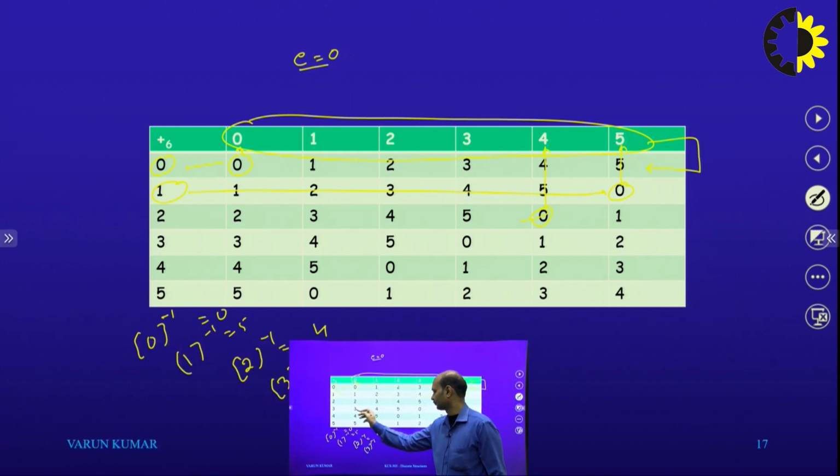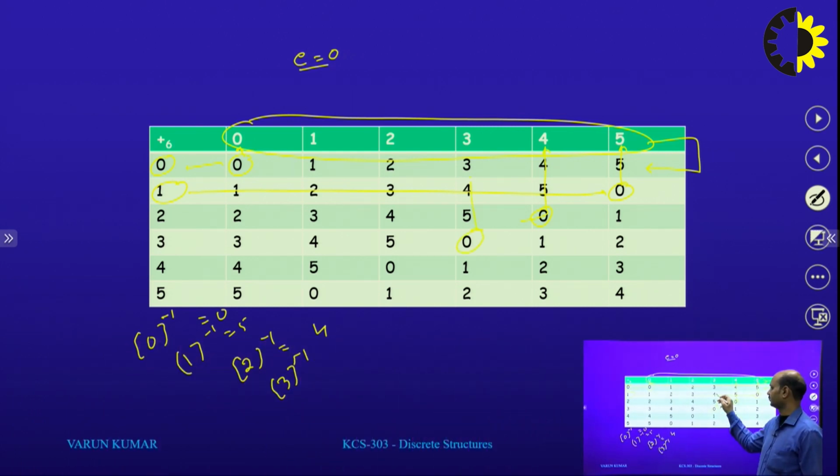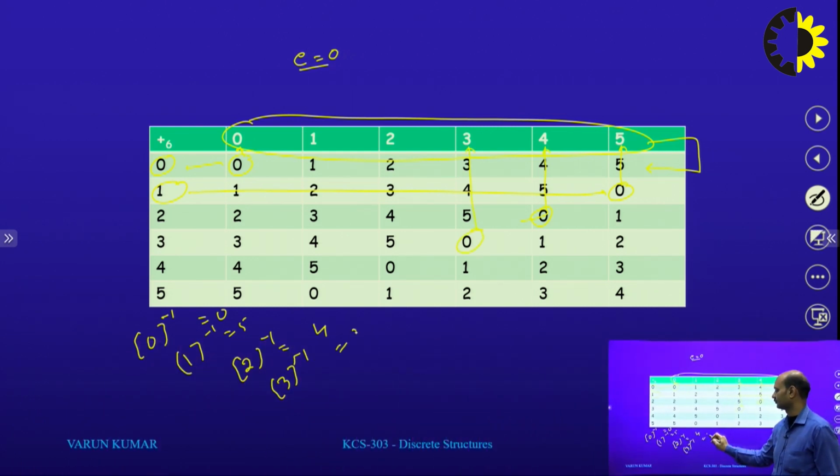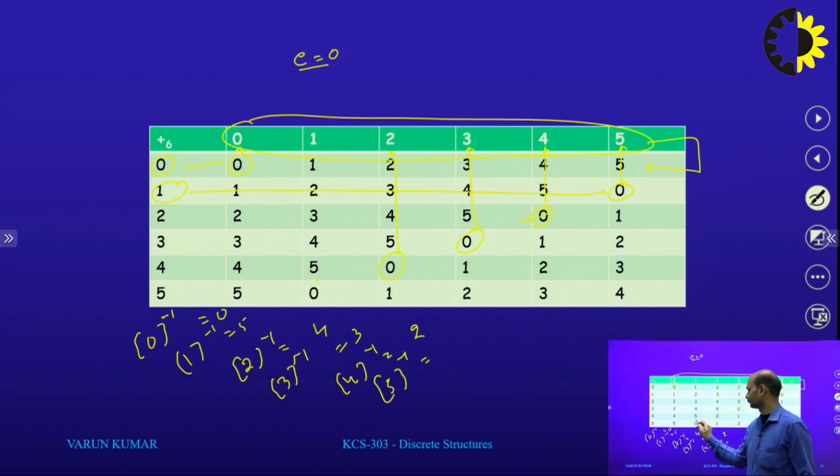We check in the row of 3 where the identity element is, that is 3. Then what is 4 inverse? 4 inverse, we check in the 4 row, is 2. And what is 5 inverse? Then 5 inverse is 1. All elements of this particular set have their inverse existing in the set. So we can say that the inverse property is also satisfied.